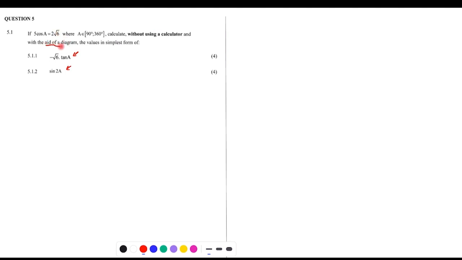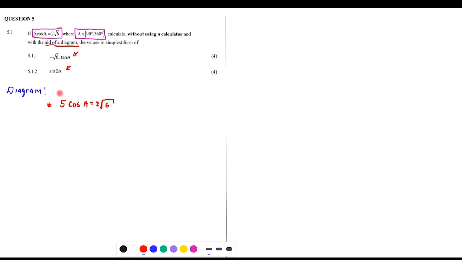Now, how do we do this diagram? Looking at drawing a diagram, we need to take the information that we're given. Here we are given that in this triangle, 5 cos A is equal to 2 root 6, and it is located where the angle A is between 90 and 360. So the first thing that we need to do is to understand what this means, right? If you are given 5 cos A is equal to 2 root 6, the first thing you need to do is solve for this trig ratio.